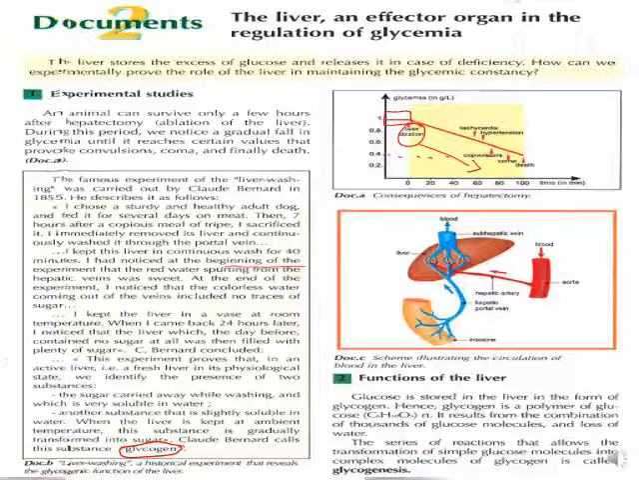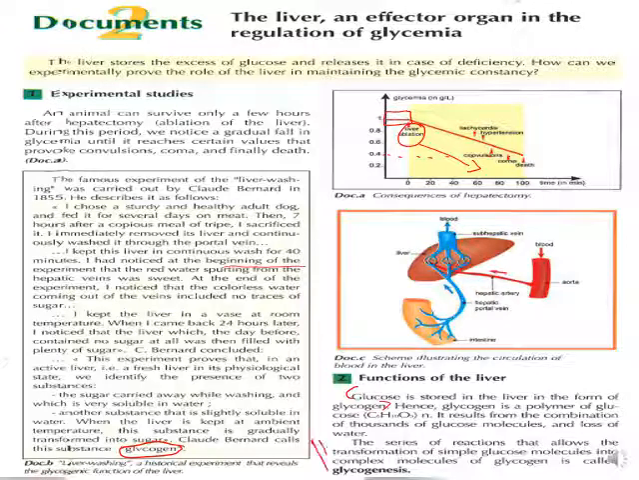Glucose is stored in the liver in the form of glycogen. So you have to know this. Glucose is stored in the liver in the form of glycogen. Glycogen is a polymer of glucose. Okay? It results from the combination of thousands of glucose molecules and loss of water. The series of reactions that allow the transformation of simple glucose molecules into complex glycogen is called glycogenesis.